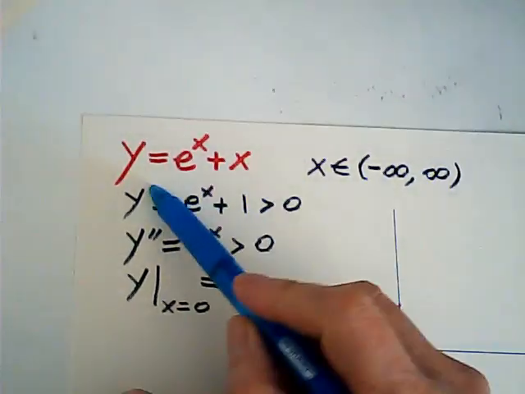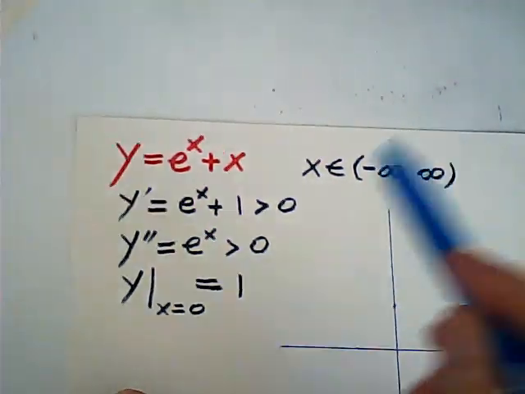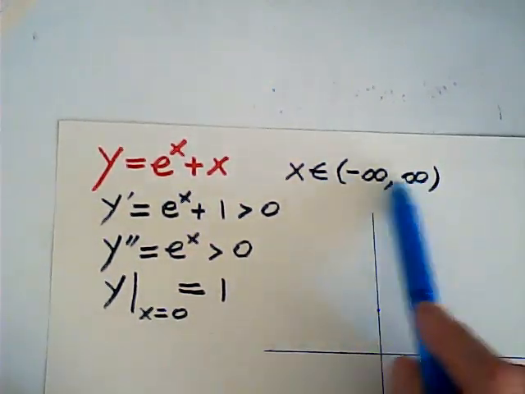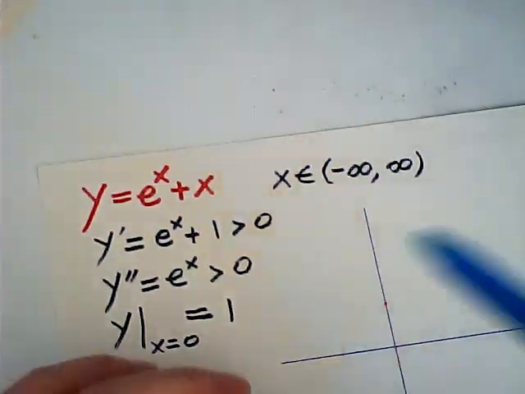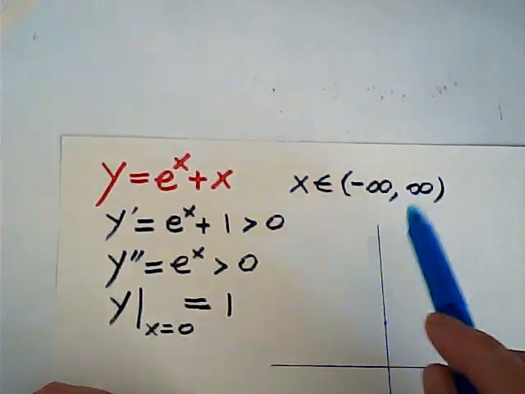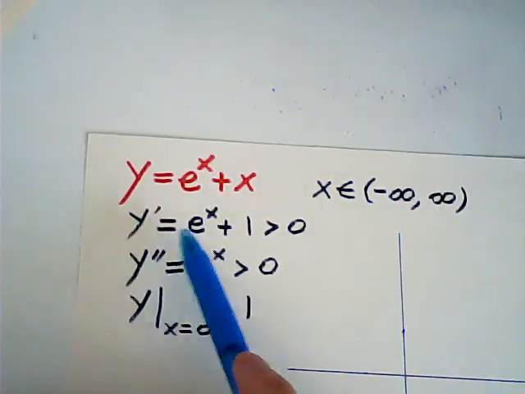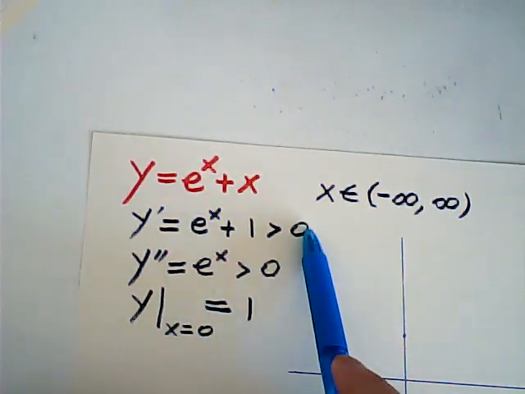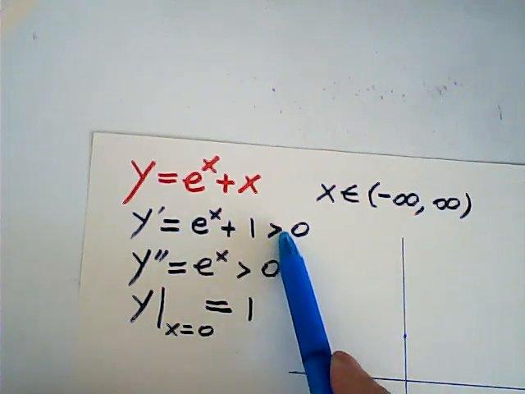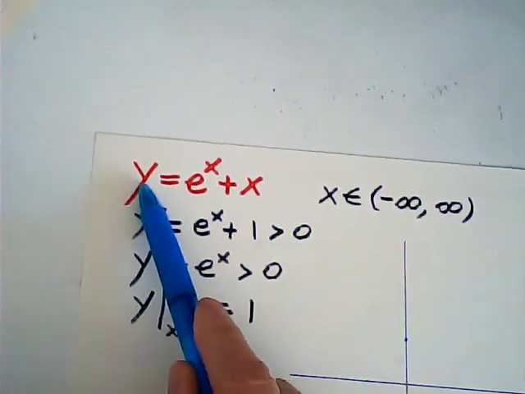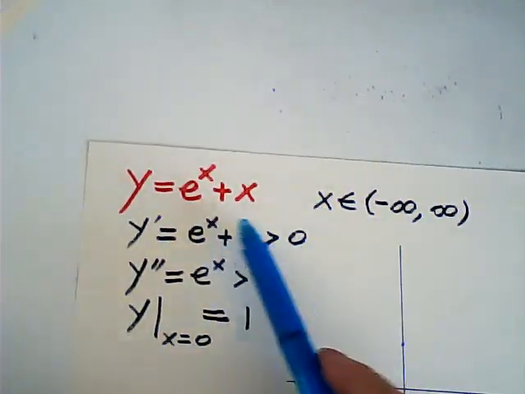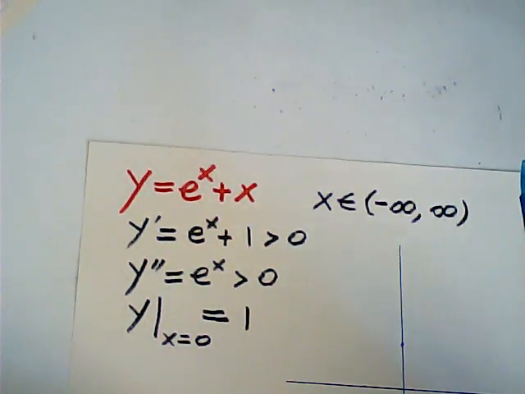Now let's see the first example. This function. The domain is all real numbers. So we sketch the curve from minus infinity to positive infinity. The first derivative is this. Now we know that this function is always positive. Means what? Means this function is increasing in the entire domain, which means the function is monotonically increasing.